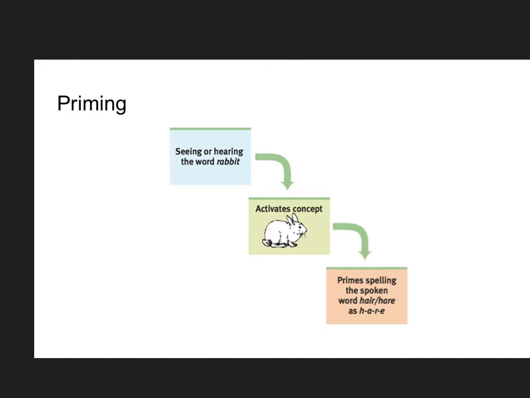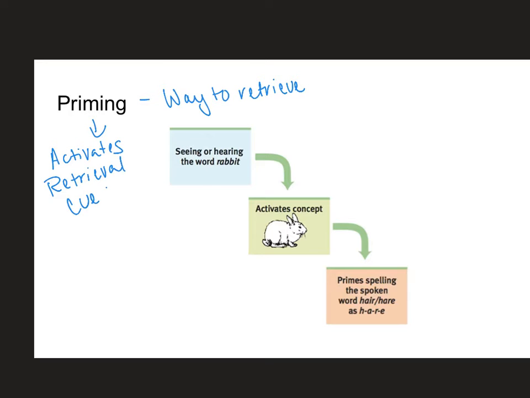Another way to retrieve information is priming. So this is a way to retrieve memories that have been stored. And what priming does is it activates what we call retrieval cues. And retrieval cues is the activation of associations and memory.